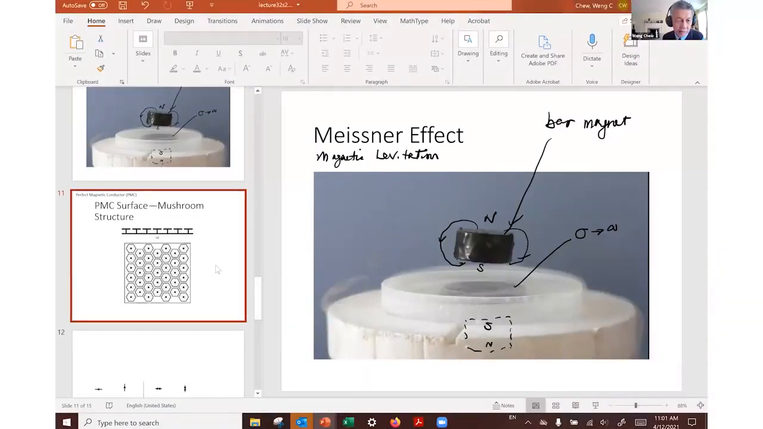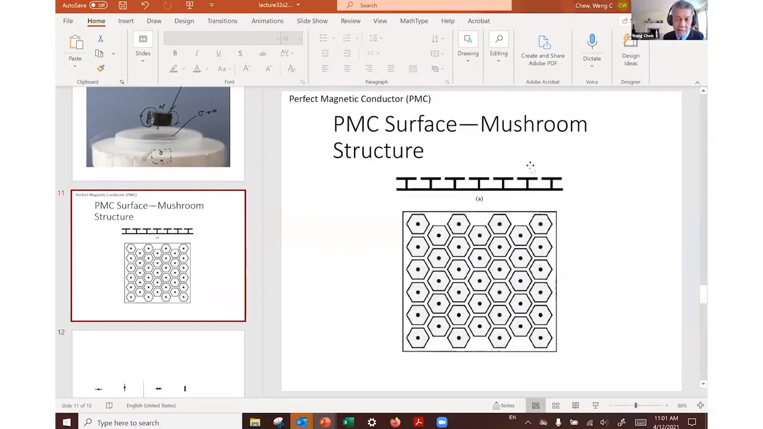So let's talk about PMC surfaces or mushroom structures. PMC surfaces would look something like this. There's no real PMC surfaces, but we can mimic a PMC surface. And how do engineers do that?